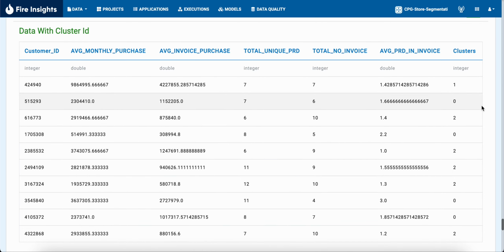Finally, we have the data with the cluster IDs. Now that we have identified some general patterns, we can now sift through this data with our cluster IDs already added to the dataset.